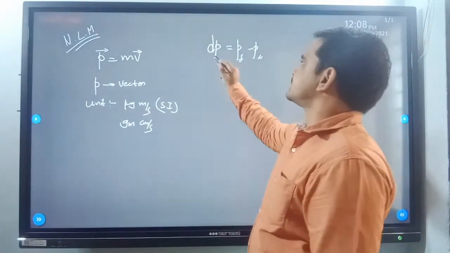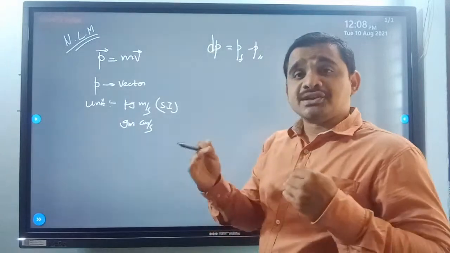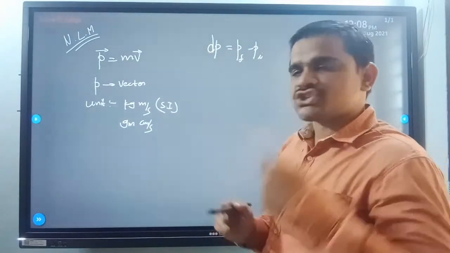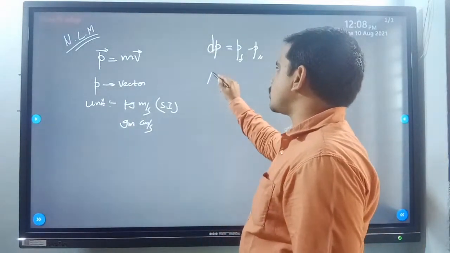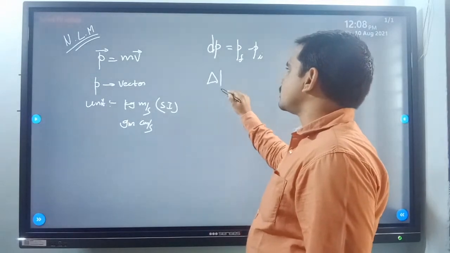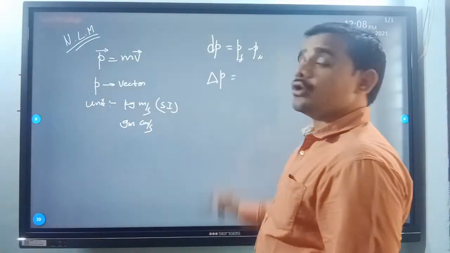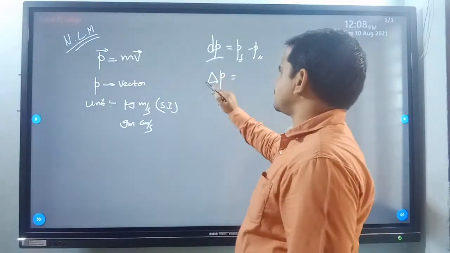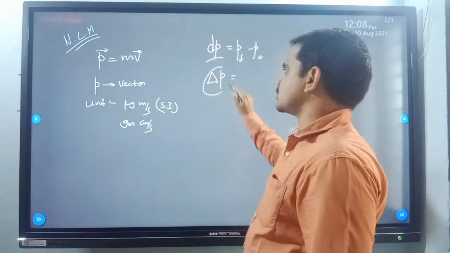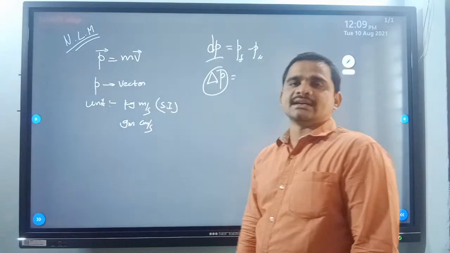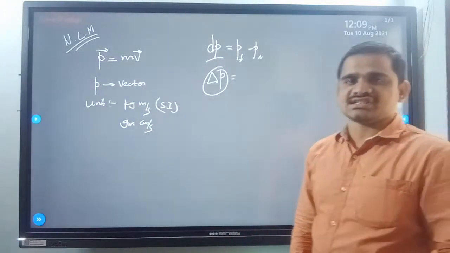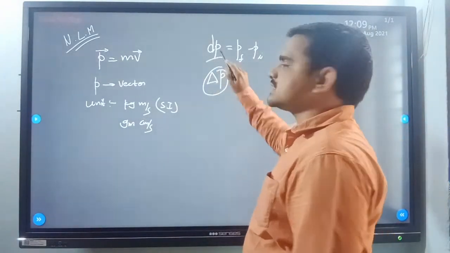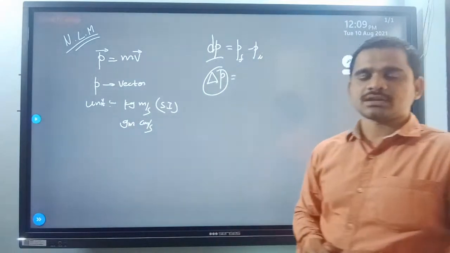If I am writing dp, it means a very big change. For small changes, we commonly write a small dp. The capital one is dp or delta p also, no problem. Delta p also represents a change itself. The dp I'm writing here means it's a change.